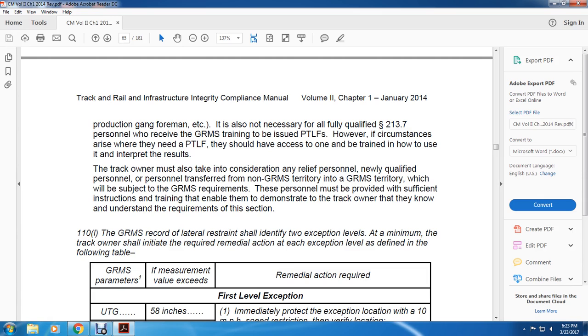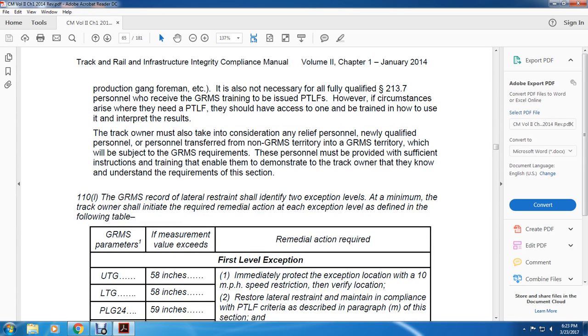The track owner must also take into consideration relief positions and newly qualified personnel. Transportation and transfer from non-gauge resistant measurement territory into gauge resistant measurement territory will be subject to the gauge resistant measurement territory requirements. Personnel must be provided sufficient instruction and training, being able to demonstrate to the track owner their knowledge and understanding of the requirements of this section. 213.110.